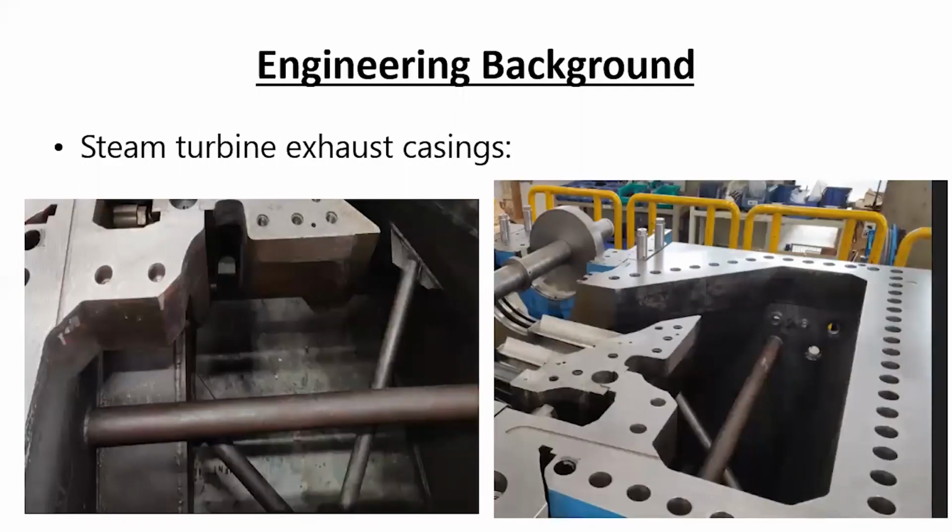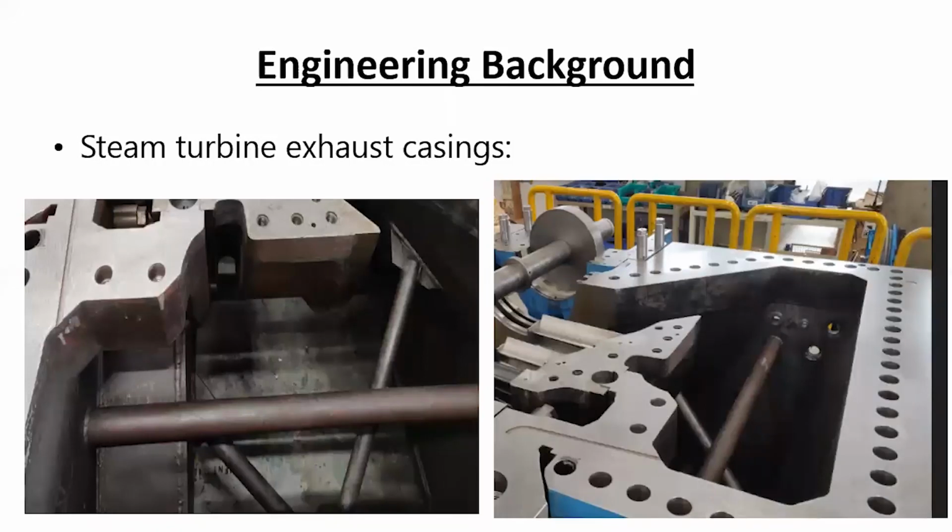The two photos you are seeing on your screen are the photos of steam turbine exhaust casings. The idea for this project came to me during my internship at Siemens Turbo Machinery, where steam turbines are fabricated and assembled. As you can see in these exhaust casings, there are beams which are fixed in this particular casing, and the purpose of these beams is to ensure that the exhaust casing as a whole does not shrink.